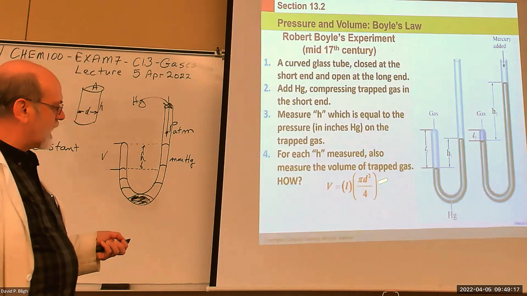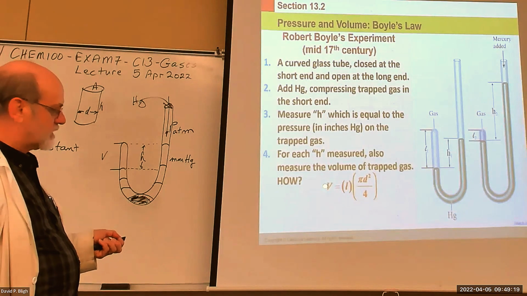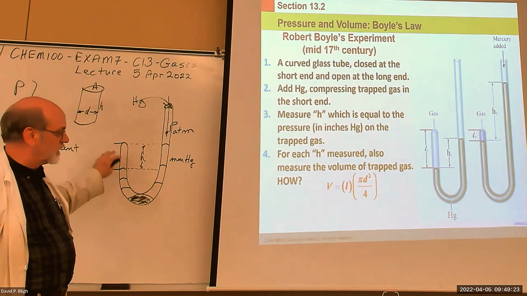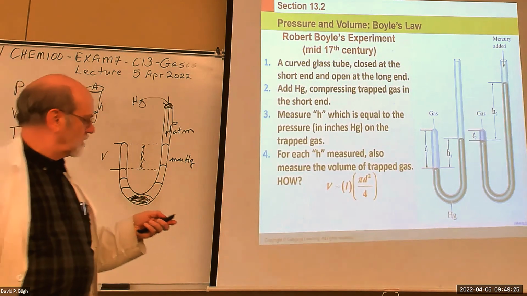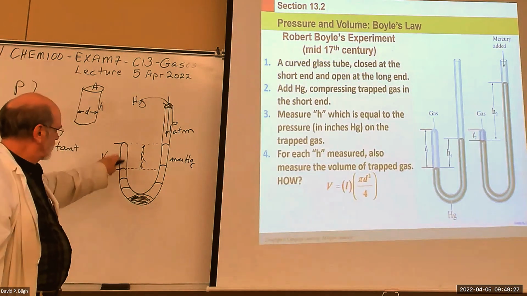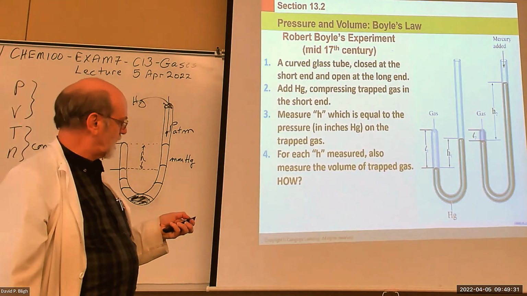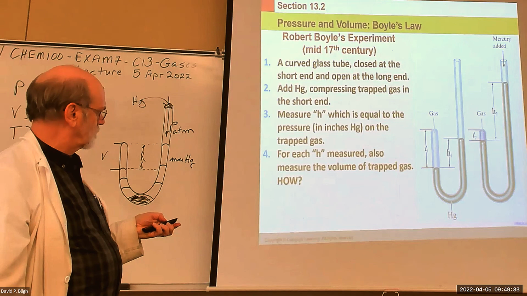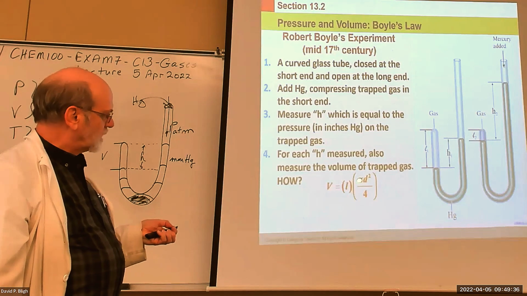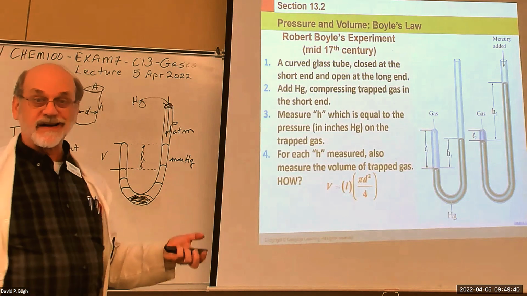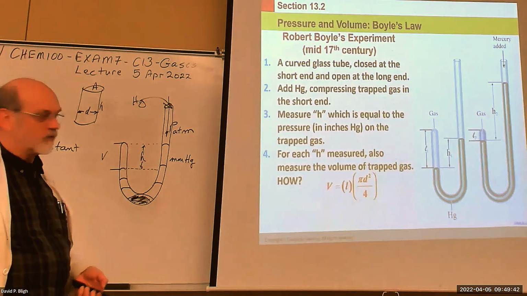And that's just if you want to calculate the volume inside that trapped gas in the tube, all you need is this length here times, excuse me, here we go, times the diameter squared times pi divided by 4, and you have the volume. So you could do that if you wanted to.